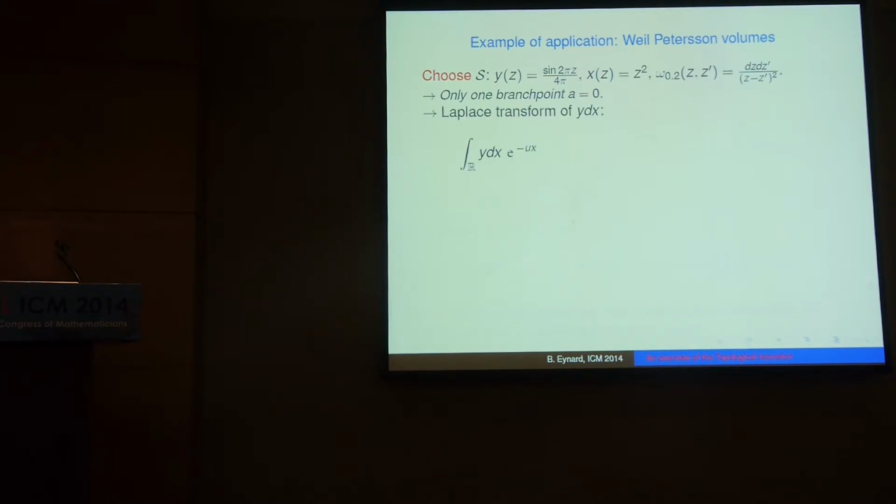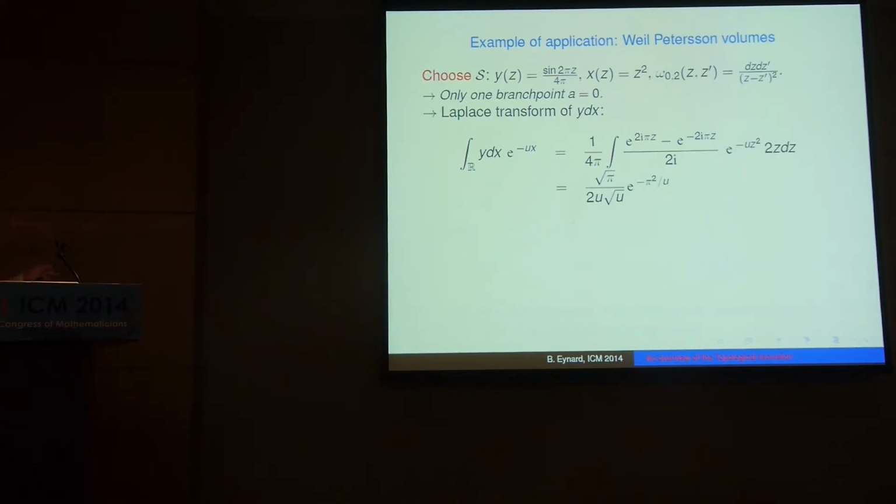And it remains to compute the Laplace transform. So let's take the integral of y dx e to the minus ux. We replace y and x by their values here. And you see that in the z variable, this is just a Gaussian integral. So it's extremely easy to compute, and it's just here the result. It's just a Gaussian integral.